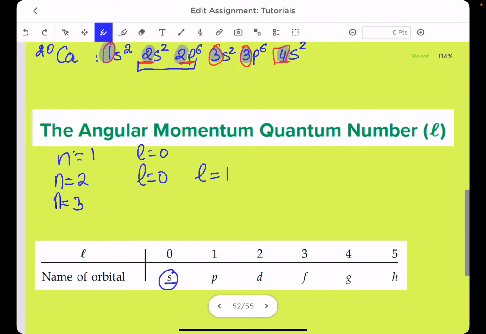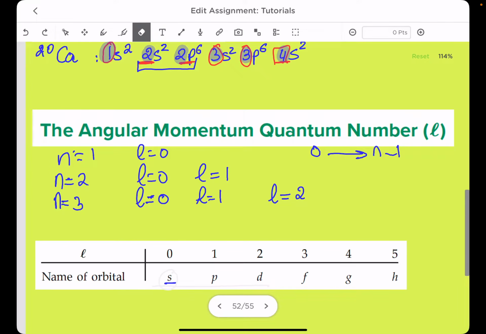On the third energy level, again, L is from 0 to N minus 1. So I have L equal 0, L equal 1, and L equal 2. So on the third energy level, I have the S, the P, and the D. So I may have electrons in S, electrons present in P, and electrons present in D. On the fourth energy level, it's going to be from 0 to 4 minus 1, which is equal to 3. So from 0 to 3.